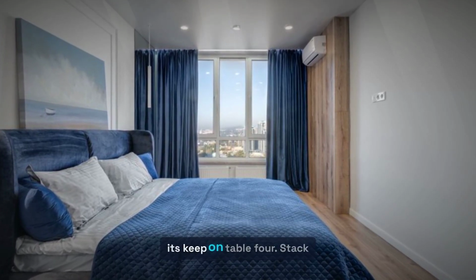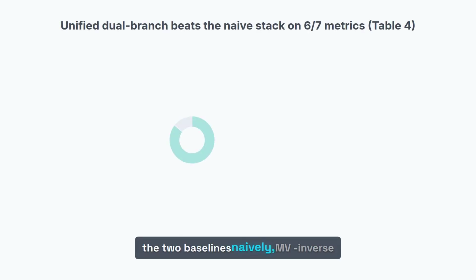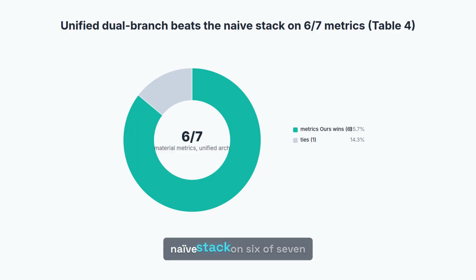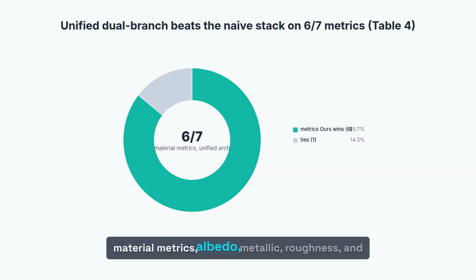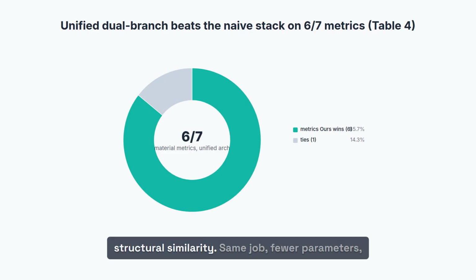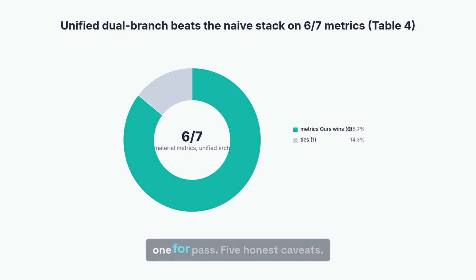The architecture earns its keep, on table 4. Stack the two baselines naively, MV inverse for materials plus ReSplat for geometry, and you carry two backbones. InvSplat unifies them, sharing features across both branches, and beats the naive stack on 6 of 7 material metrics, albedo, metallic, roughness, and normal. The one tie is albedo structural similarity. Same job, fewer parameters, one forward pass.